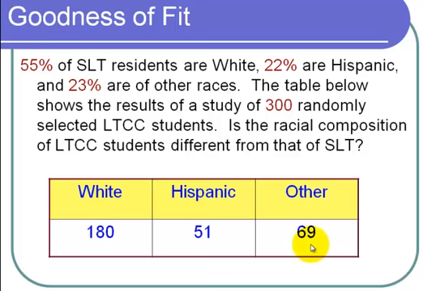So here's my first example, and it says the following. 55% of South Lake Tahoe residents are white, 22% are Hispanic, and 23% are of other races. I did this a few years ago. It might be outdated, so don't get mad at me if it's changed since. But at one point, this was true. The table below shows the results of a study of 300 randomly selected Lake Tahoe Community College students. The question is the racial composition of LTCC students different from that of South Lake Tahoe?